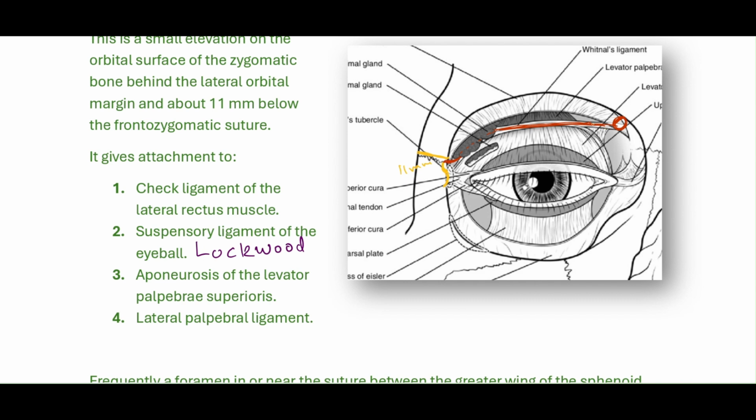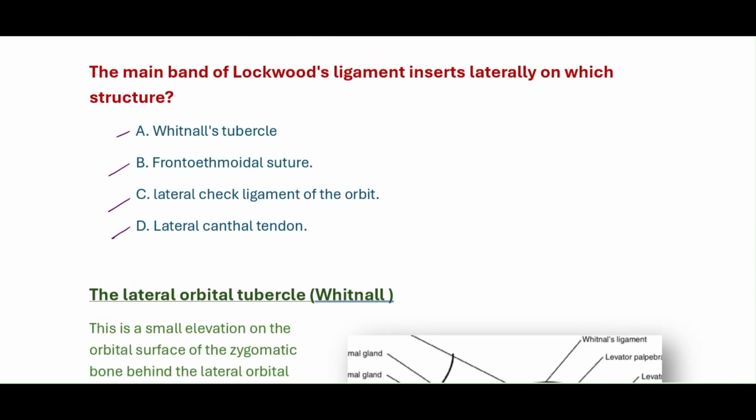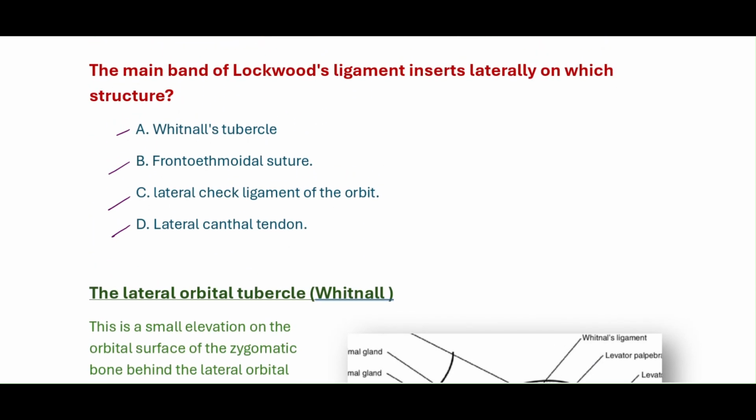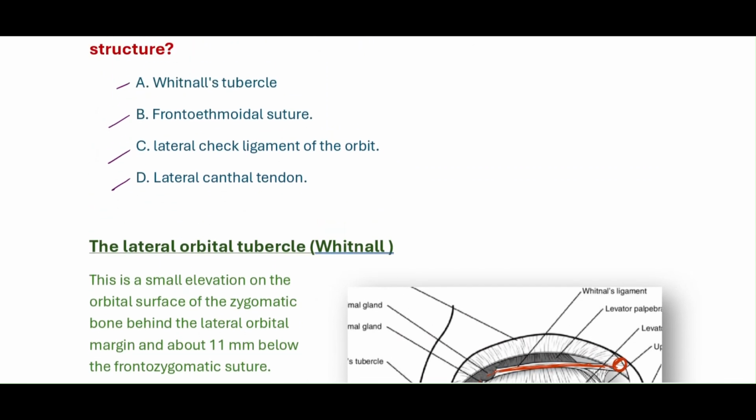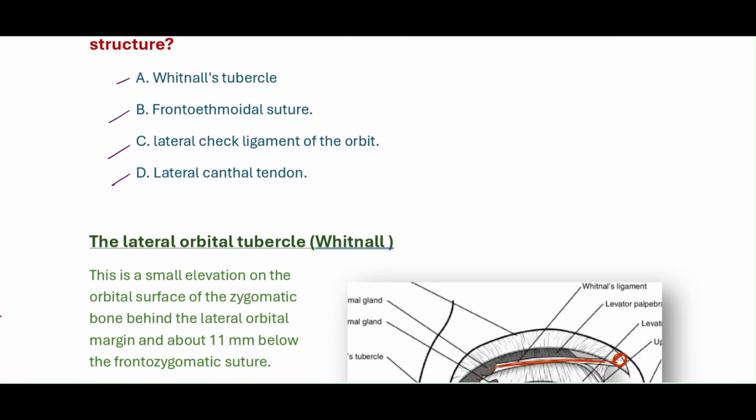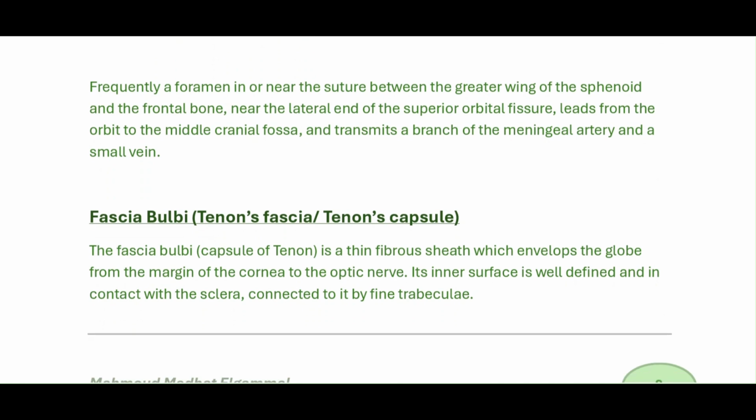So Whitnall's ligament does not attach to Whitnall tubercle. And this is misleading here. So how come? There is Whitnall's tubercle. Whitnall ligament must attach to it. No, this is wrong. So Whitnall's ligament attaches to the frontoethmoidal suture, not to Whitnall's tubercle. Please go back to the recordings and check this question on Whitnall's ligament.